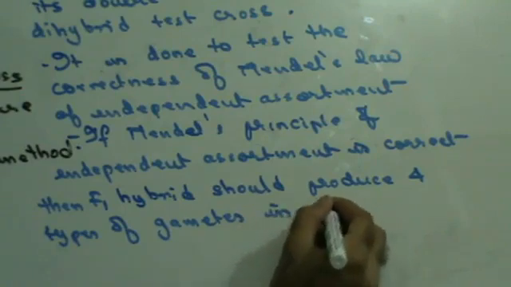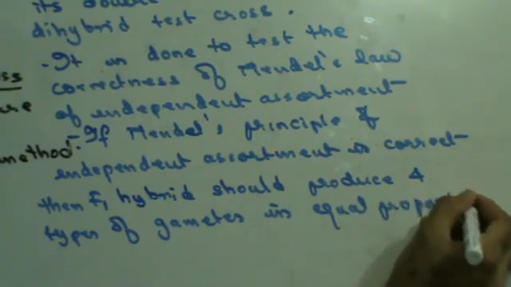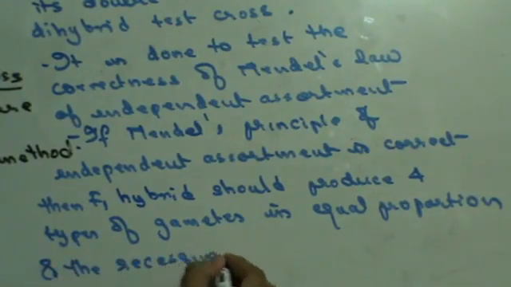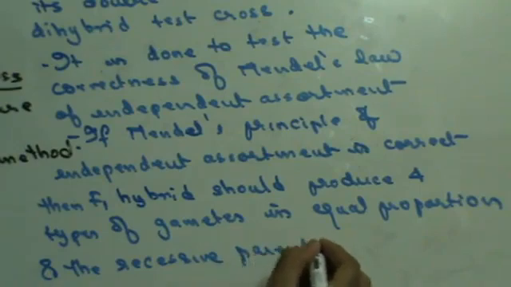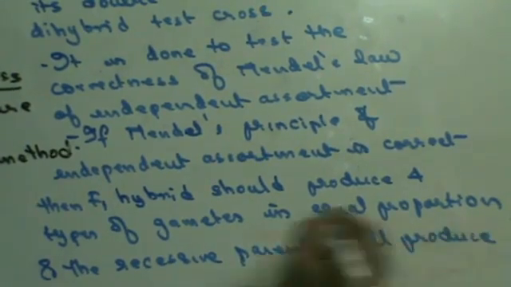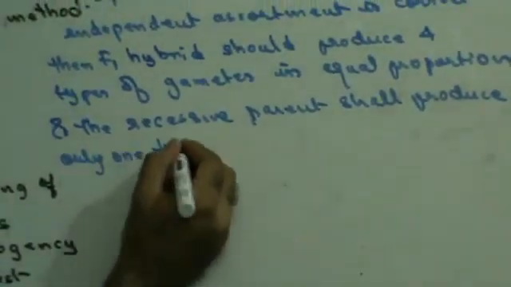In equal proportion. The F1 hybrid should produce 4 types of gametes in equal proportion, and the recessive parent shall produce only 1 type of gamete.